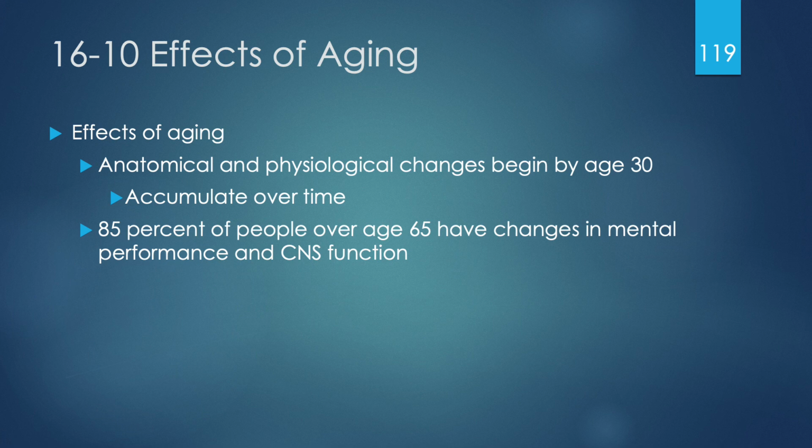By the time we're age 30, we're going to have some considerable anatomic and physiologic changes occurring. These will accumulate over time, such that by the time we're 65 years old, about 85% of people are going to have changes in their mental performance and their central nervous system function. When I say changes, what we're really meaning is a decrease in performance. So it's really going to occur to pretty much everyone eventually.